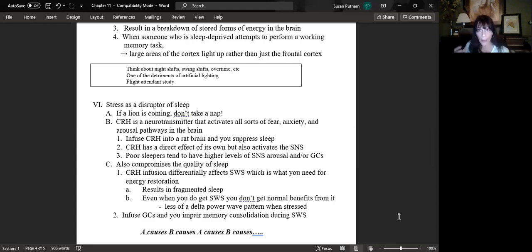So CRH, and this is kind of important, has a direct effect of its own, but we already know from previous lectures that it also activates the sympathetic nervous system. So now we have a couple of different things going on. We have the direct effects of CRH, and then we have the effects of CRH on the sympathetic nervous system, which then starts its own cascade of events. Poor sleepers tend to have higher levels of sympathetic nervous system arousal and/or glucocorticoids.